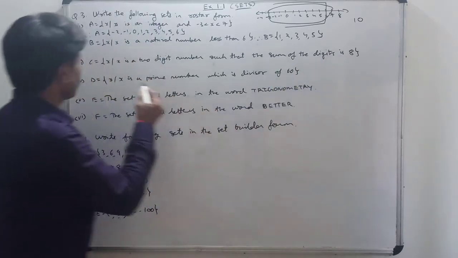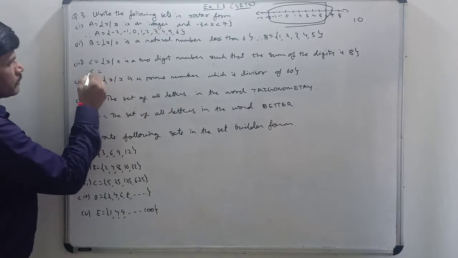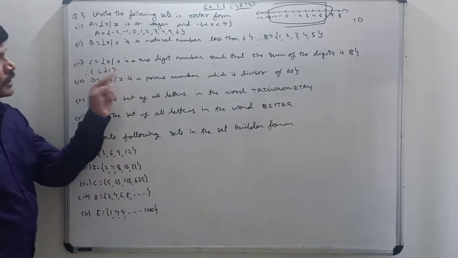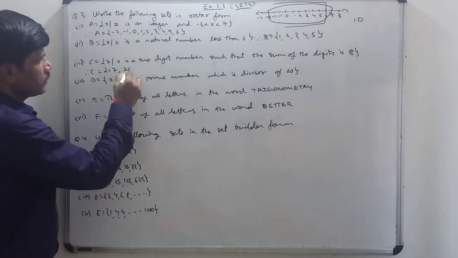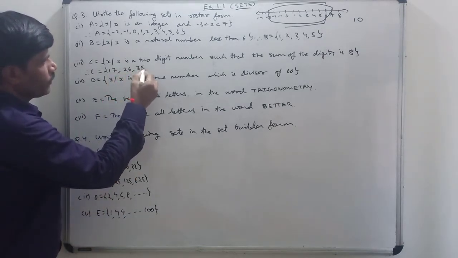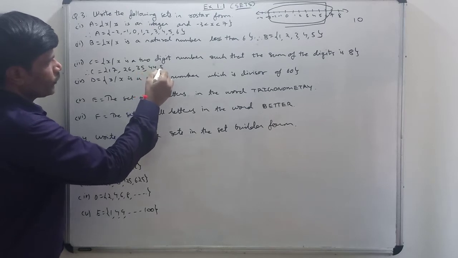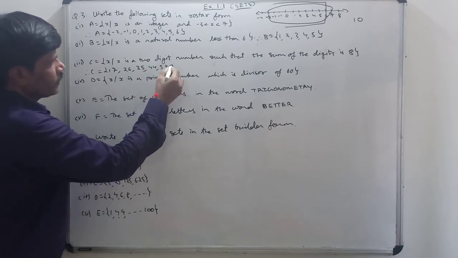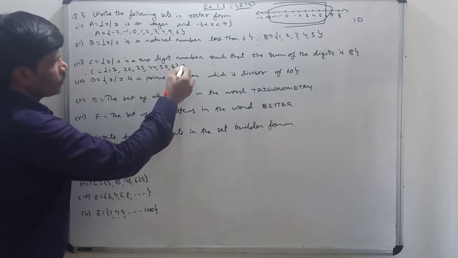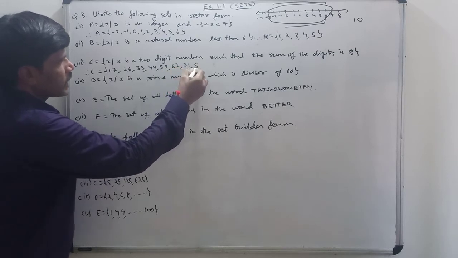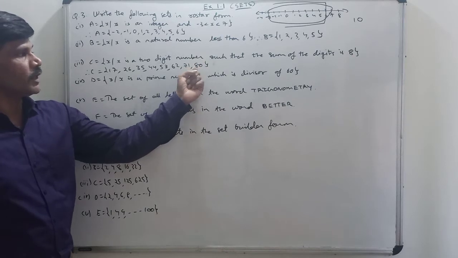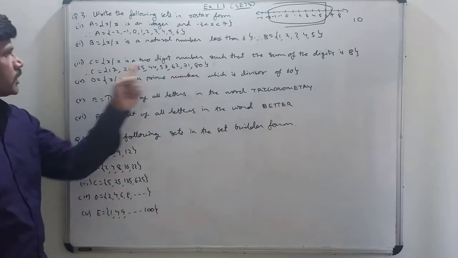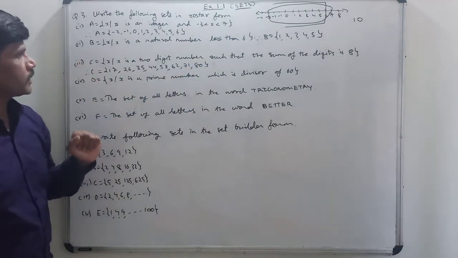you will get 17. The first number will give 17, because 1 plus 7 is equal to 8 and it is a 2-digit number. Then 26, 35, 44, 53, 62, 71, and last 80. Why is 80 also there? 80 is a 2-digit number and the sum of the digits, 8 plus 0, is 8. So this is nothing but the roster form of this set.